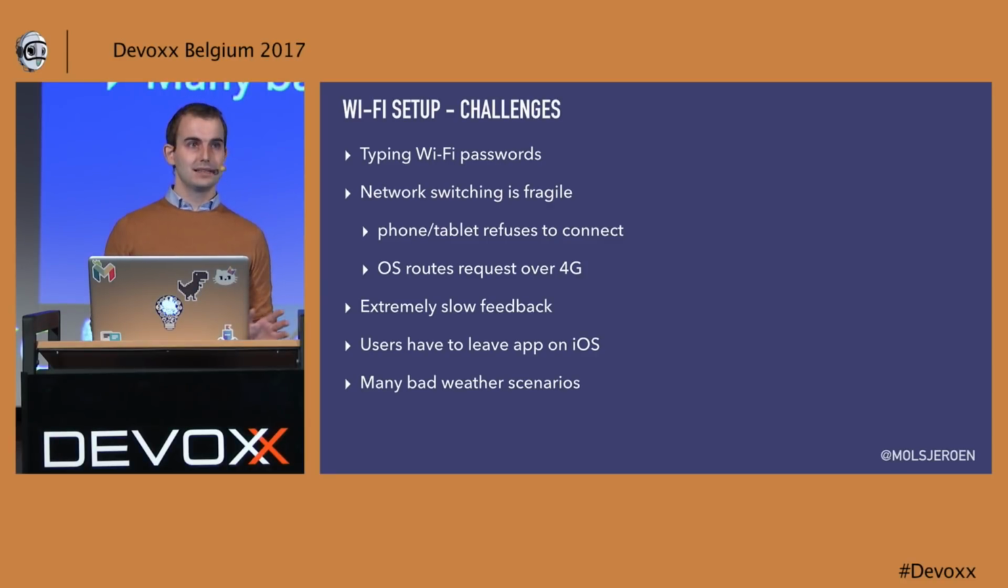There are many, many challenges in getting this right, including, but not limited to, some Samsung phones, for instance, that just refuse to connect to a Wi-Fi network without internet. Plain and simple as that. There's an option you can toggle in settings, but yeah, those things happen. And the main focus I want to give you here is that there are many bad weather scenarios.